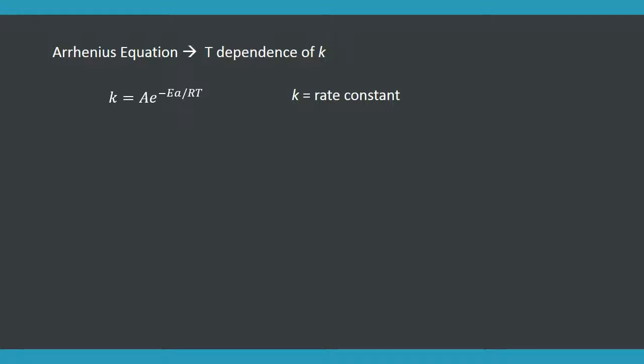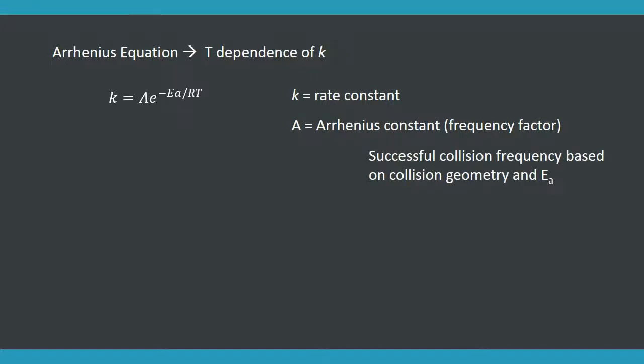We know k is the rate constant. A is Arrhenius's constant, and that is the frequency factor. So that is how often particles are colliding at what temperature. It has the same units as k so that they can equal each other. It's specifically looking at the successful collision frequency based on the collision geometry and the activation energy. Of those, only one can we numerically find, and that's activation energy. The geometry can be affected by a catalyst, or we just associate that at an increased rate we're going to have increased effective collisions with appropriate geometries.